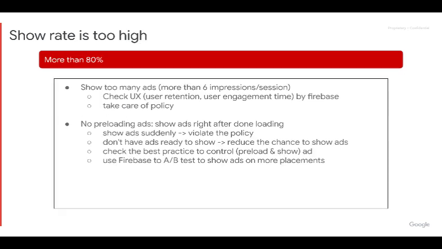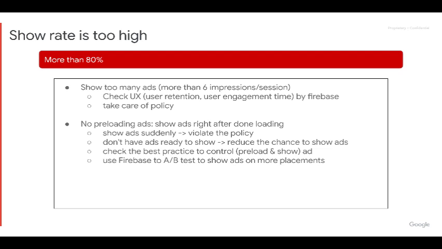On the flip side, something to watch out for is when your show rate is too high, right? When we talk about a very high show rate, that means more than 80%. The general causes of a very high show rate are the following.